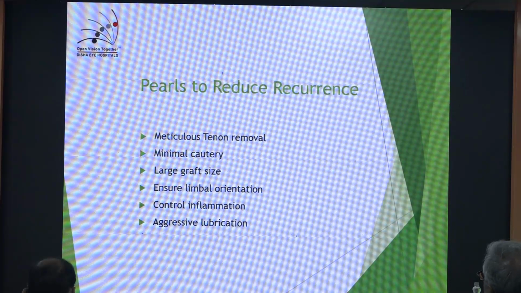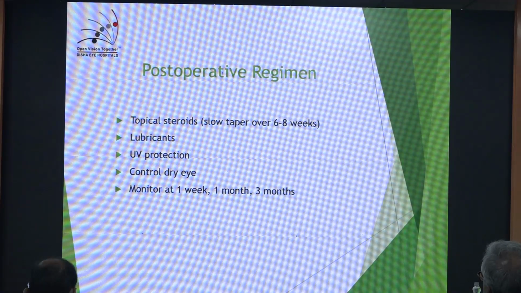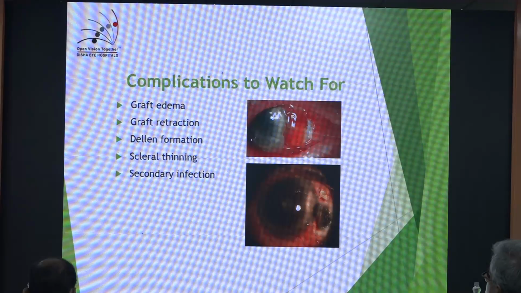So how can we reduce recurrence? Some practical points: large graft size, correct limbal orientation, and aggressive post-operative steroid therapy. The post-operative regimen should include topical steroids, lubricants, UV protection, control of dry eye, and monitoring at 1 week, 1 month, and 3 months. Complications to watch for are graft edema, retraction, Dellen formation, scleral thinning and secondary infection.